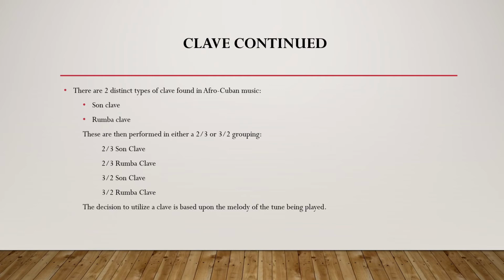1, 2, 1 E and 2 E and 2, 1 E and 2 E and 2. Now the decision to use a clave, any of those four, is based entirely on the melody of the tune being played and what all the other instruments are doing. Also, the drum set player, if he's playing solo, will play something different than what he would play if there were other percussionists involved. So there are a lot of decisions to be made, but that's later on in the performance aspect of this and does not really enter in with the learning process of these patterns.